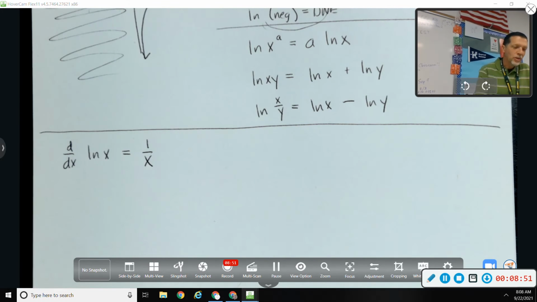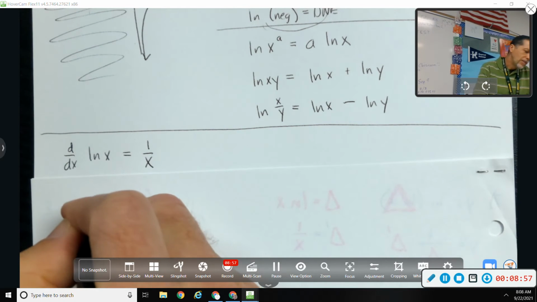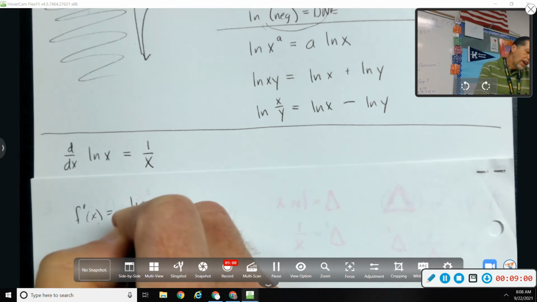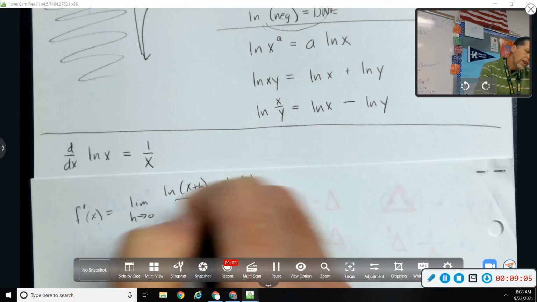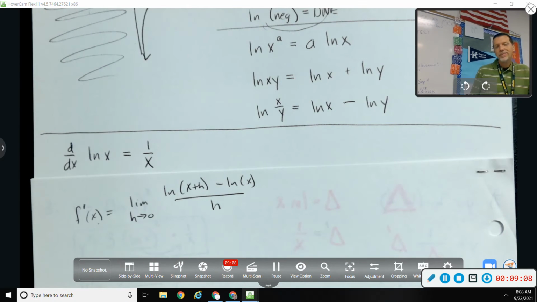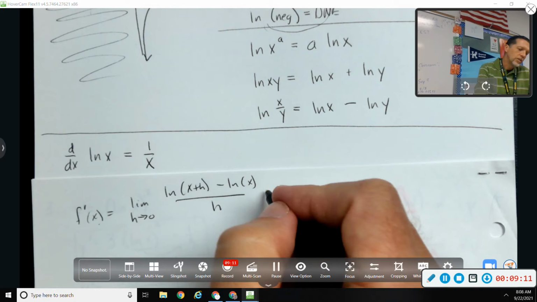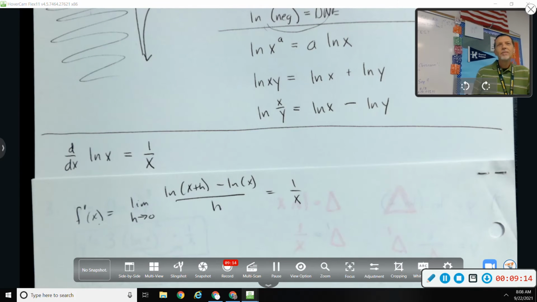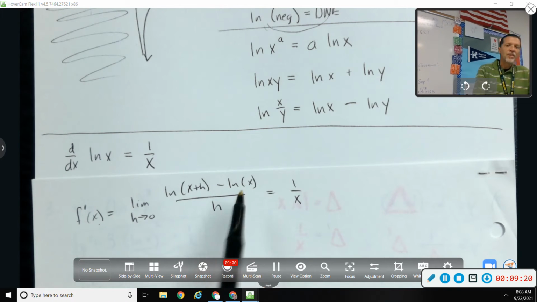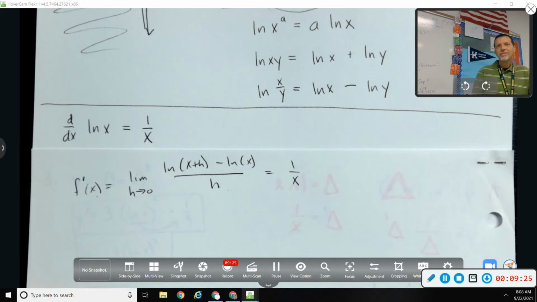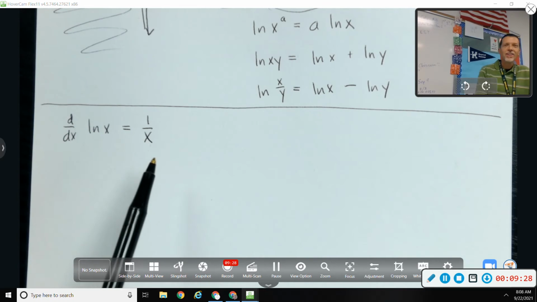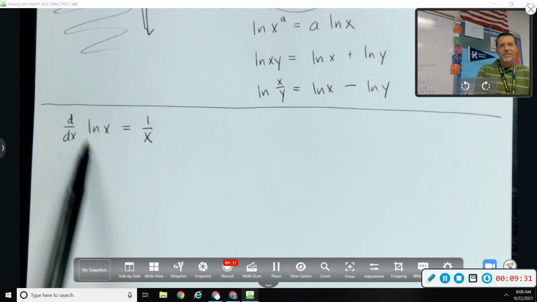Well, I guess the real reason why is if you wanted to find the derivative, you could take the limit as h approaches 0 of natural log of x plus h minus natural log of x, all over h. Somehow that equals 1 over x. That doesn't help, does it? Not really. That's the definition of a derivative, but how you get from here to here, I don't know how to do that algebraically. I'd have to look that up. This is one of those trust me moments, know it moments.